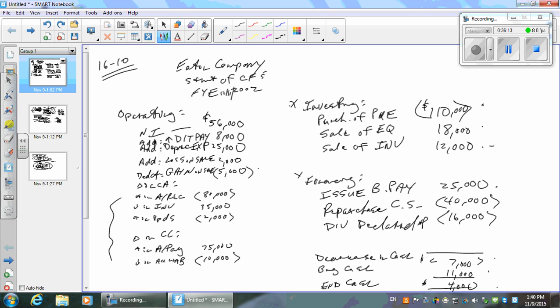Declared and paid. So what do you want to do with that? Add them up, right? What do you call this one? Cash flows from operating activities. No kidding. What's this one going to be? Total cash flows from investing activities.